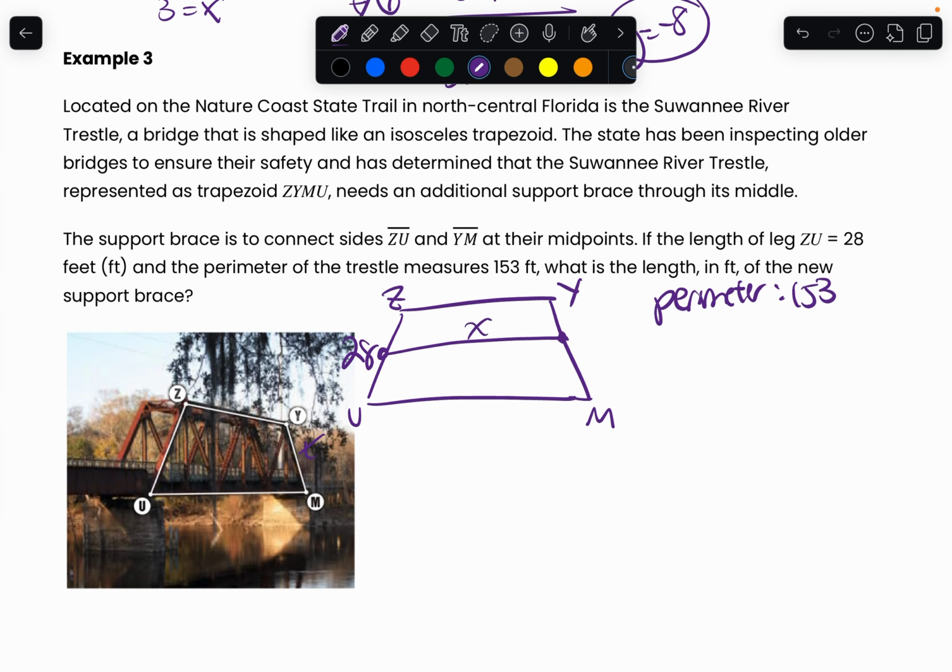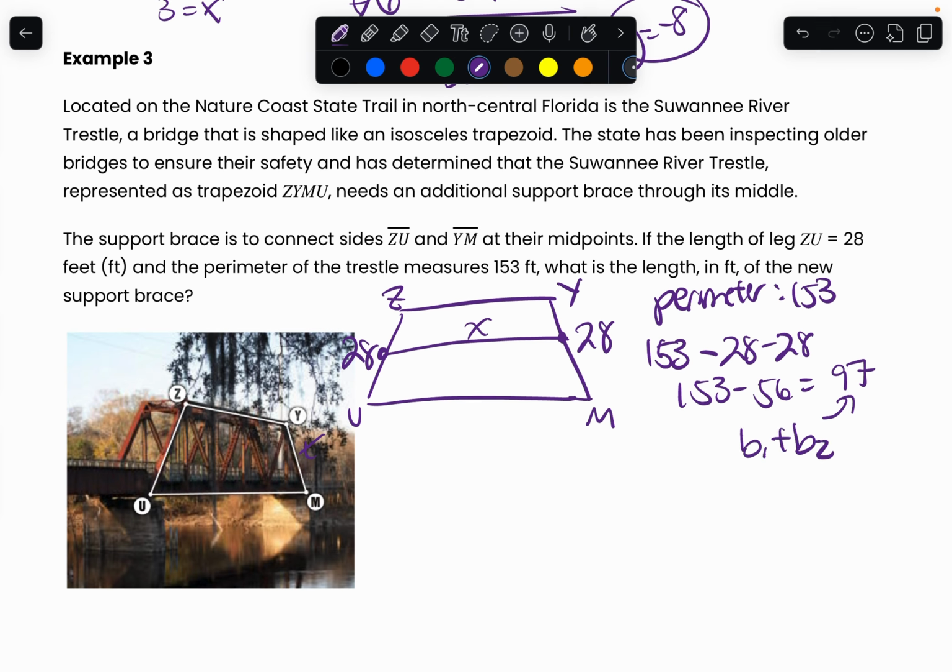Now, in order to figure this out, I know if this part is 28, then this right here will also be 28. This means my base 1 and my base 2 is whatever's left, right? I know everything together, all these adding together, is 153. So to figure out what these two bases add up to, I will just do 153 minus 28 minus 28, which is the same as 153 minus 56, or this will give me 97. Now this 97 represents base 1 and base 2 together because these are the only two parts that we didn't know.